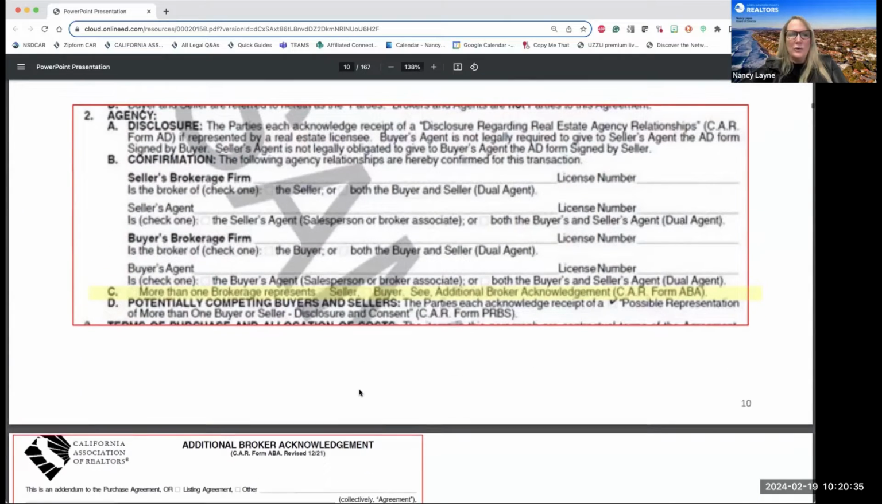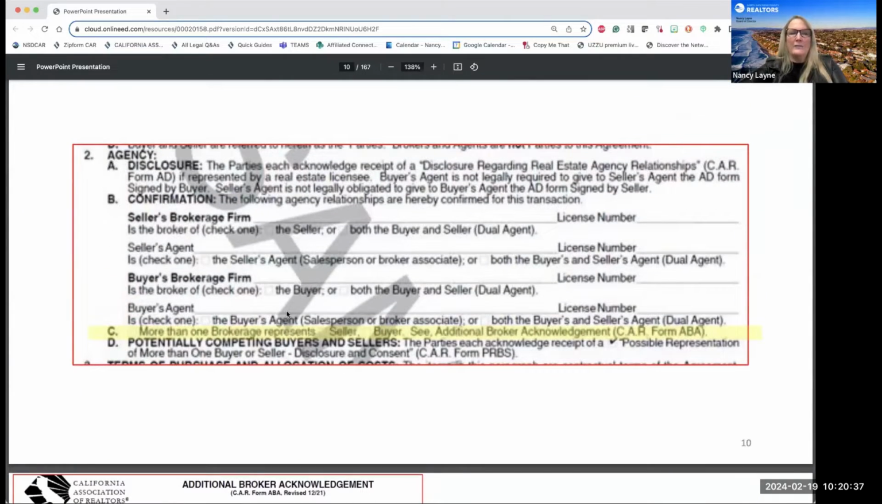So you want to make sure that if you have, and this is becoming more and more common, there is room for 2 agents on the contract, but if you have, for example, a team and you have more than 1 agent in your office that you're working with, you want to make sure you have both of them in there and signed. If you have more than 1 office, you also can have an additional broker acknowledgement, which is called the ABA form.